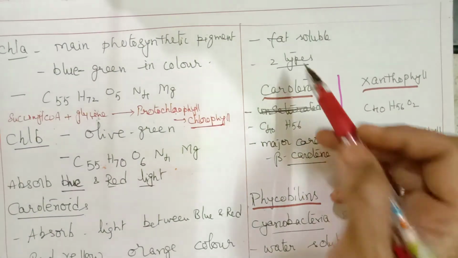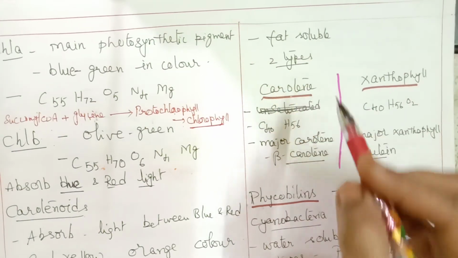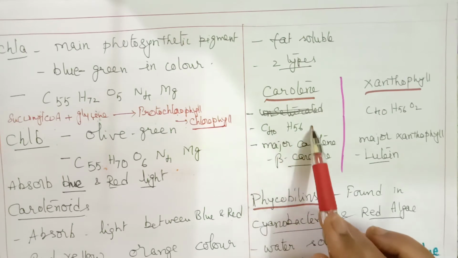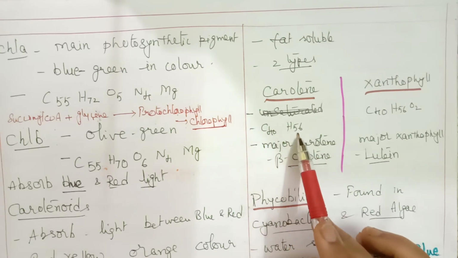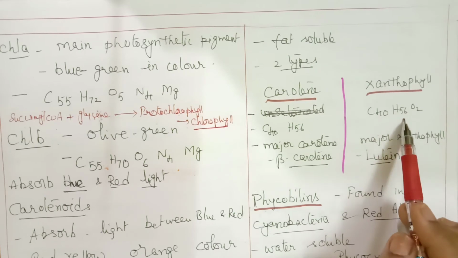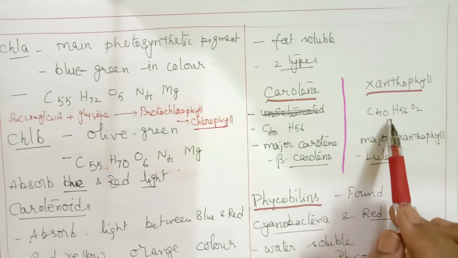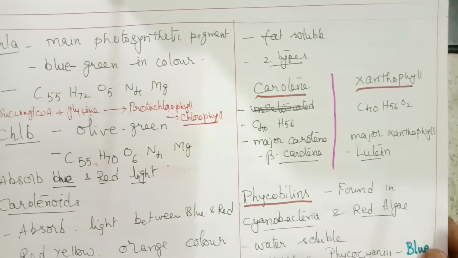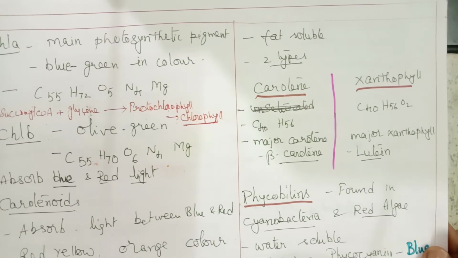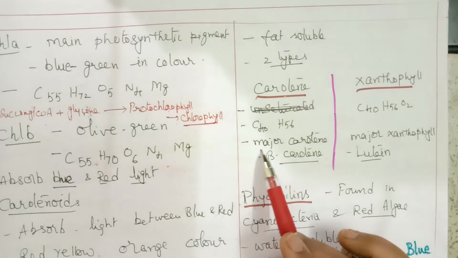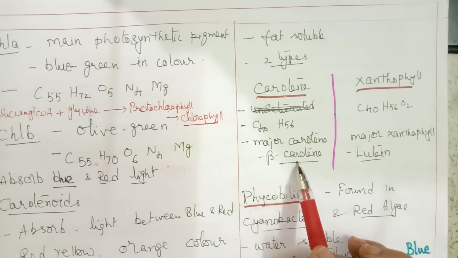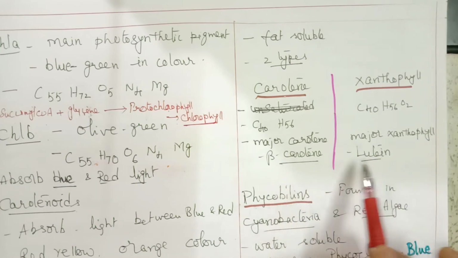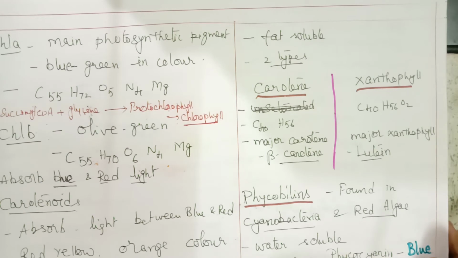And these carotenoids are also fat soluble and are of two types, carotene and xanthophyll. So carotene will have a molecular formula of C40H56. Xanthophylls will have extra oxygen, C40H56O2. So these are oxygenated hydrocarbons, or oxygenated carotenes can be called xanthophylls. Example of carotene, the major carotene is beta carotene. Similarly, the major xanthophyll is lutein. So these are the most common examples of carotene and xanthophyll.